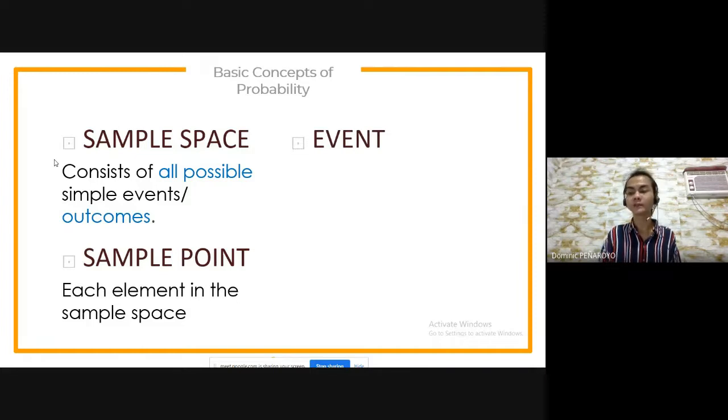Next is event: any subset of the sample space. So it's a subset of the sample space. When we say sample space, this is the list of all possible outcomes. An event is a subset of the sample space. Example, again, rolling a die. An event is getting an odd number. So we have 1, 3, 5, which is part of the sample space. That is an example of an event.